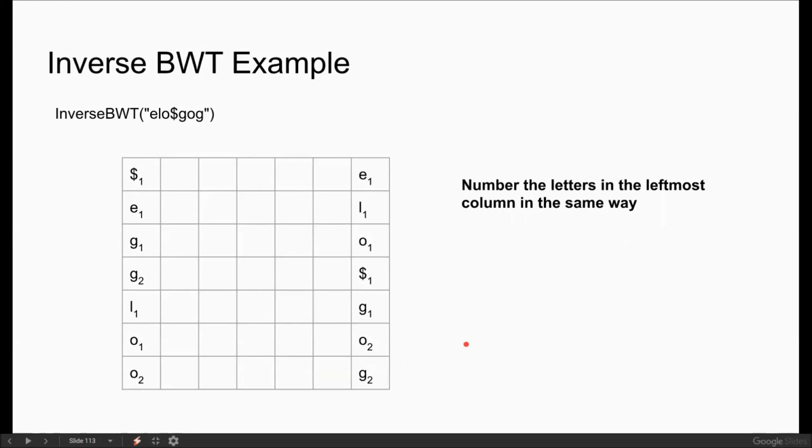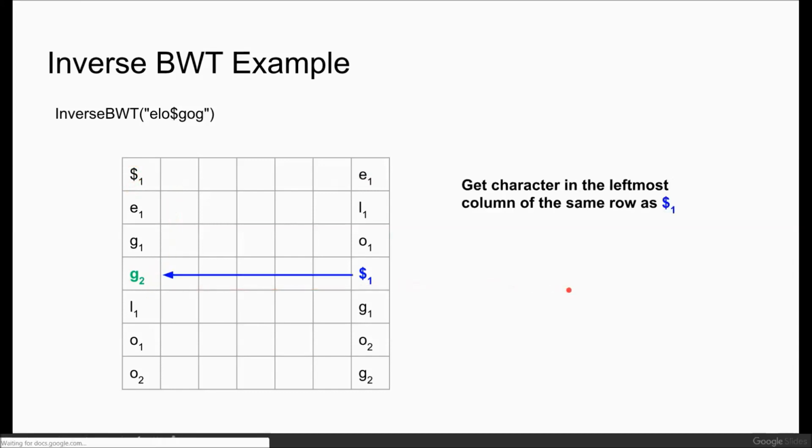And so now what we want to do is start reconstructing. What we do is in the right-hand column, we start at the $ sign, and we're going to look over to see what character is in the left-hand column at the same row. So again, $ sign, we look over, we see that G2 is what is in the same row as it in the left-hand column. This means that G2 is what we're going to append onto the string that we're going to grow here in the first row. So starting with the $ sign and then adding on G2.